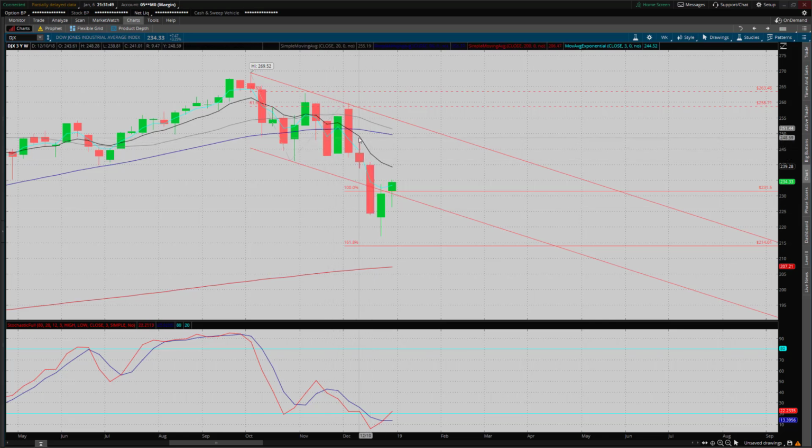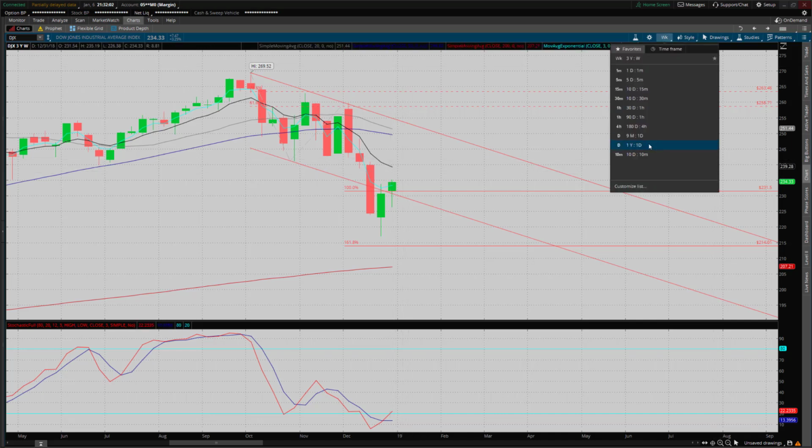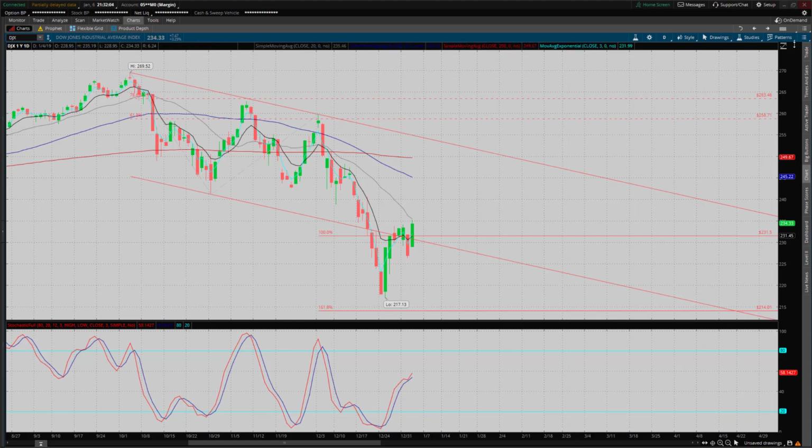Although you can see on previous rally attempts, we do come close to that weekly T-line, have some interaction with it a number of times here. So that's certainly an area to look for on this balance that we're in currently. Okay, we'll go to the Nasdaq Composite now.